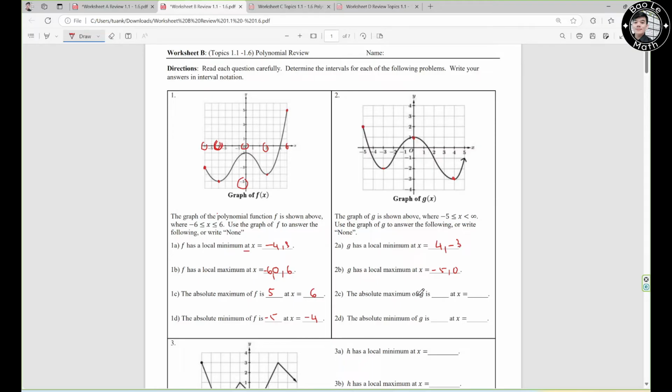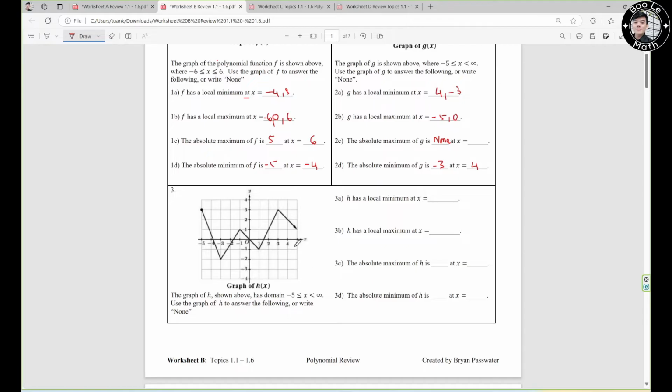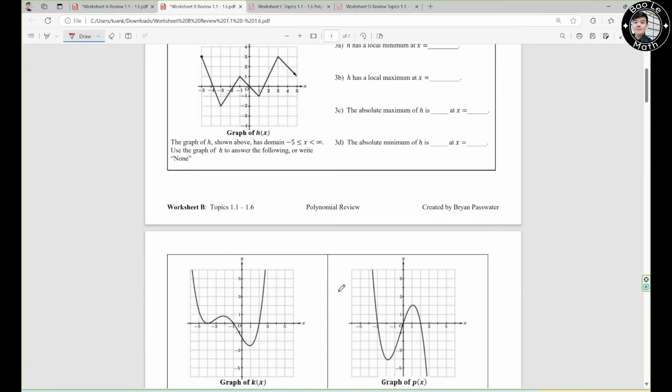The absolute maximum of the function g is none, because this keeps going up, you don't have the highest point, right? The absolute minimum of the function g is this point right here. It's going to be negative 3 at s equal to 4. Alright, number 3, I'm going to leave it for you. This is similar.